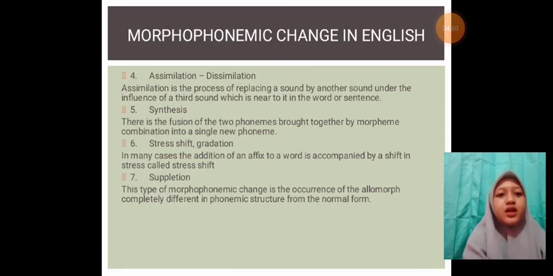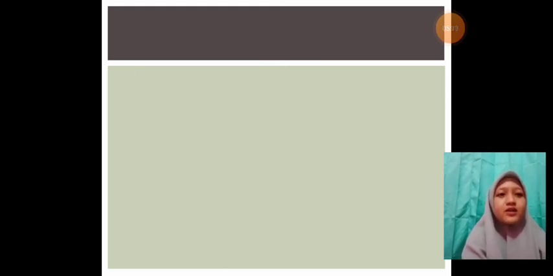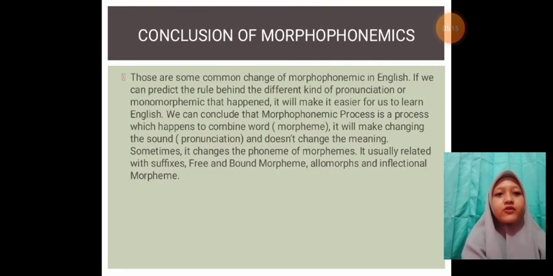And the sixth, stress gradation. In many cases, the addition of an affix to a word is accompanied by a shift in stress. And the last, suppletion. This type of morphophonemic change is the occurrence of an allomorph completely different in phonemic structure from the normal form.